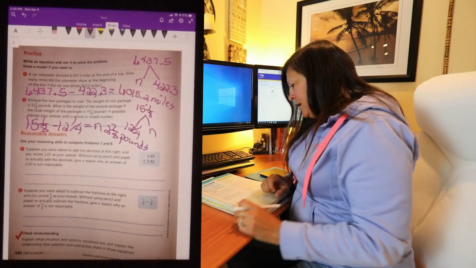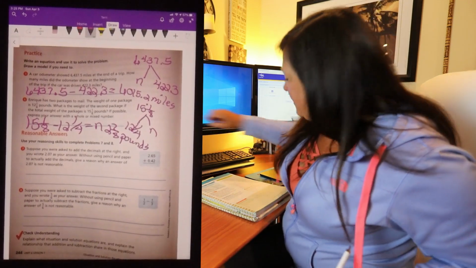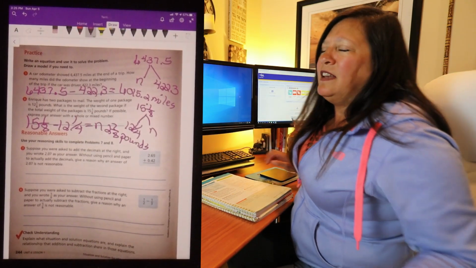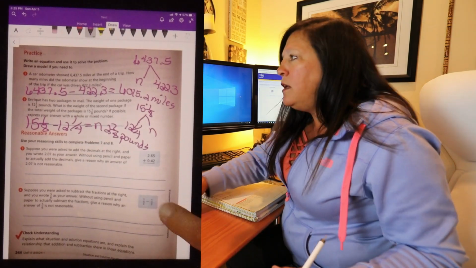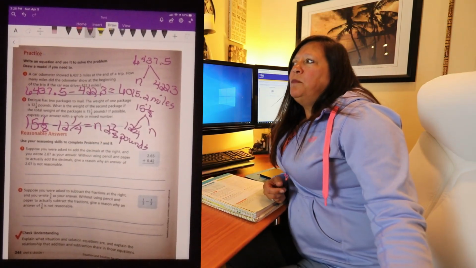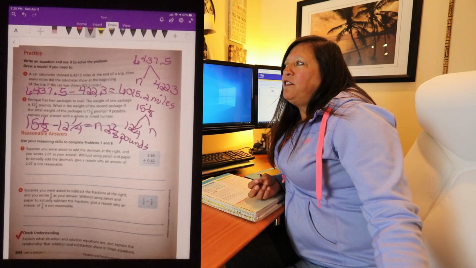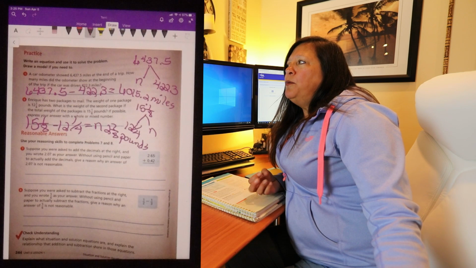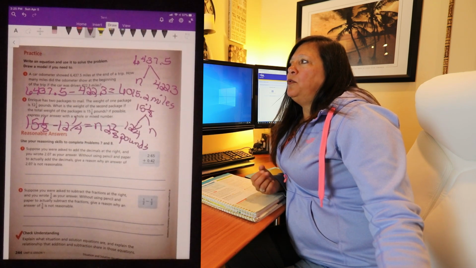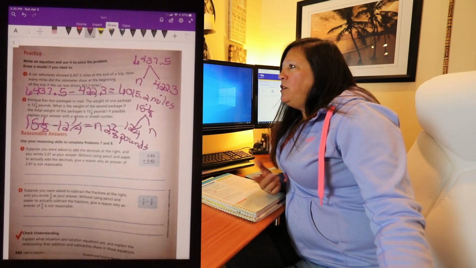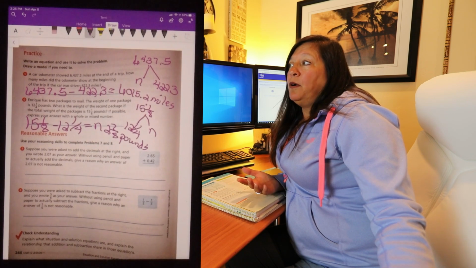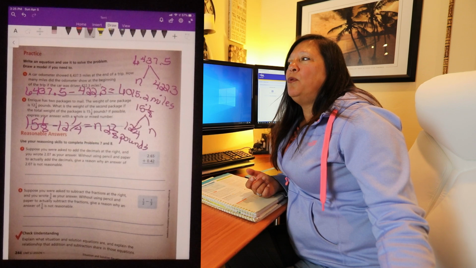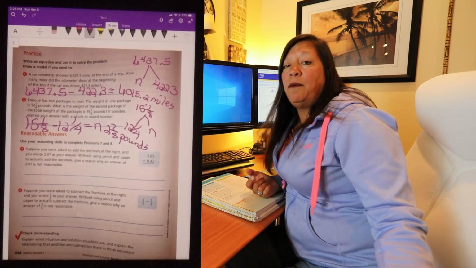Okay? All right. And I know we love these. We're going to be looking at some reasonable answers now, but we're just going to kind of talk through this, okay? So, number 7, suppose you were asked to add the decimals at the right. So, you should be following along in your book, guys. 2.65 plus 0.42. Without using a pencil and paper to actually add the decimals, give a reason why an answer of 2.07 is not reasonable.